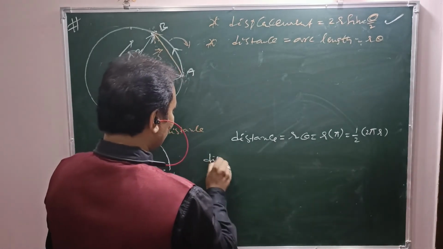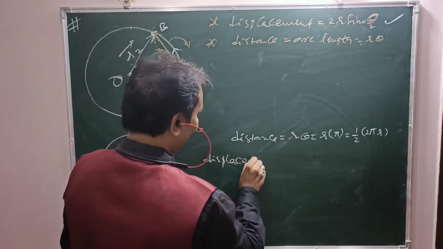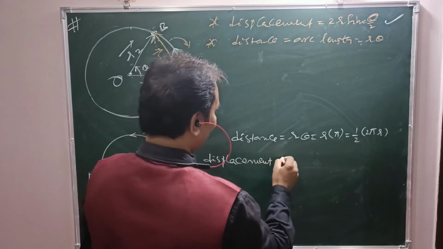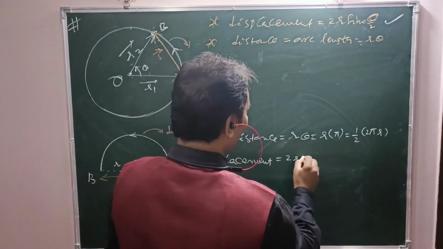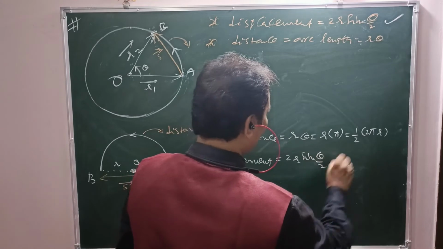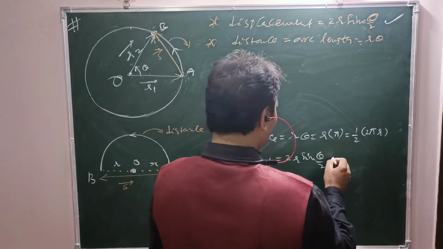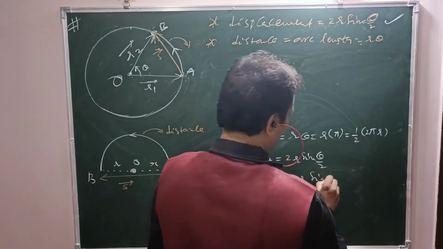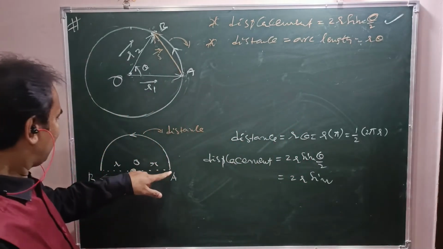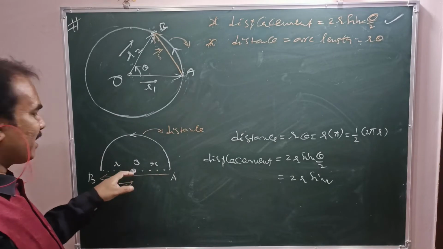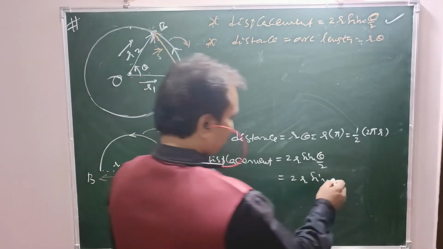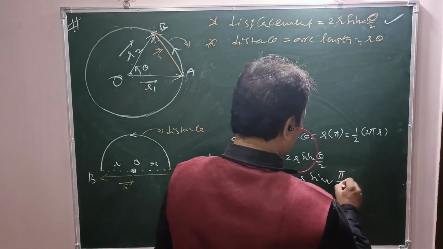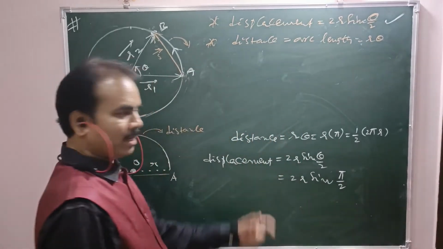Displacement equal to 2r sin theta by 2. That is 2r into sin. What is the angle made by a semicircle with the center? That is pi. Angle is pi, 180 degrees.